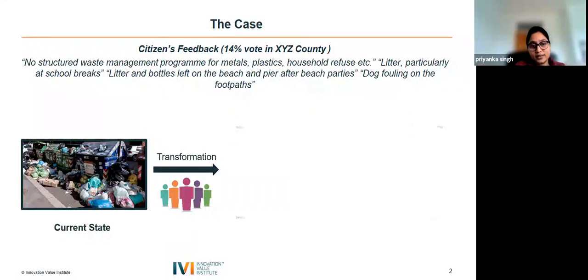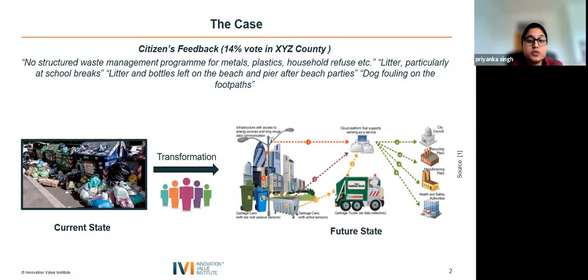How do we transform that current state into the future state, which will look something like this? You can see we have a cloud platform where data can be stored about the different bins, which are associated with sensors. Then you can see how different organizations can access the data about those bins from the cloud platform and take better decisions with regards to that service. So now this is the transformation.